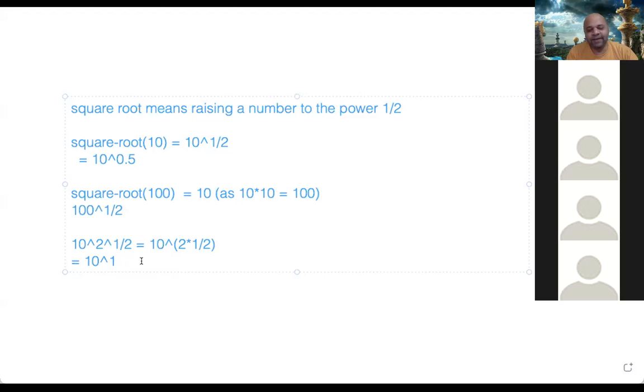The square root of some number is that number which, when multiplied by itself, gives the actual number. So if 100 is the number, the square root of 100 is some number which multiplied by itself gives 100. So 10 into 10 gives 100, so the square root of 100 is 10. 2 into 2 is 4, so the square root of 4 is 2. 3 into 3 is 9, so the square root of 9 is 3.